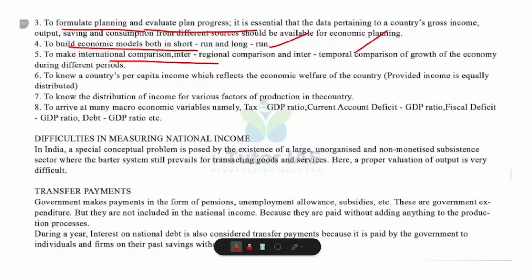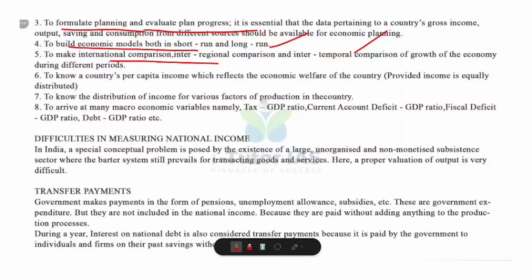Then it helps to measure economic welfare. Per capita income, that means average income per person, shows the standard of living. This is accurate only if income is fairly distributed. Then it also helps to understand income distribution. That means it shows how income is shared among different factors of production. It helps to calculate key economic ratios too. It helps to compute important macroeconomic indicators like tax to GDP ratio, current account deficit to GDP ratio, fiscal deficit to GDP ratio and debt to GDP ratio.